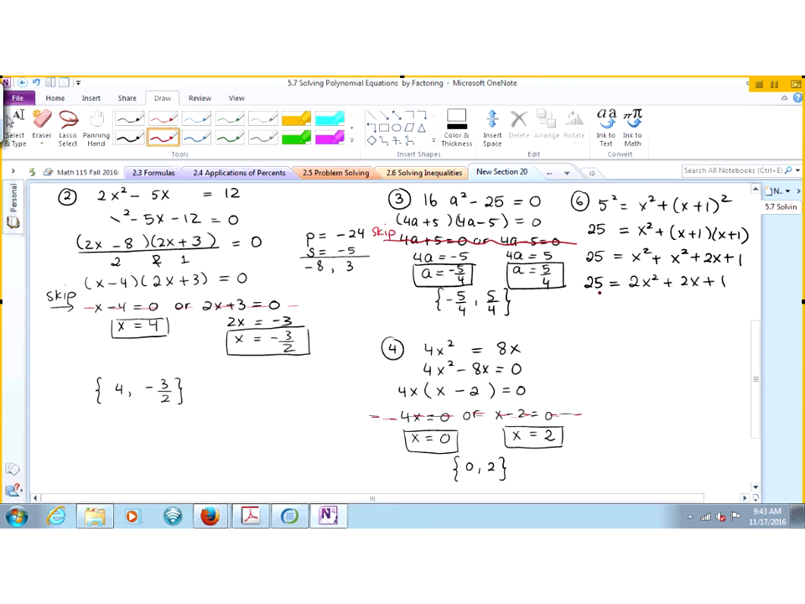Is it in standard form? No. So we're supposed to subtract 25, right? Well, the 25, we need to do something with it. So 0 is equal to x squared plus 2x minus 24. Now, I'm going to make it smaller, and this is an equation. Can I make it smaller? How? Divide both sides by 2. Yes. All right. So 0 is equal to x squared plus x minus 12.